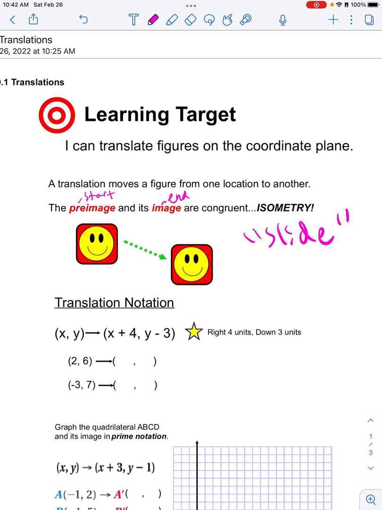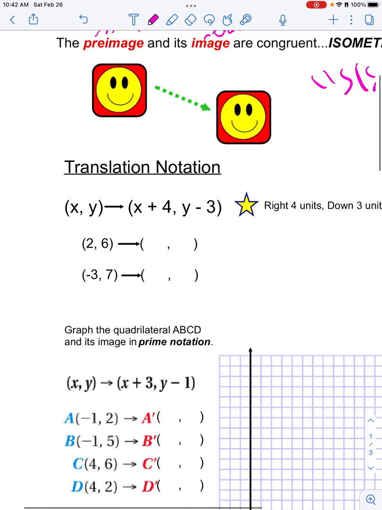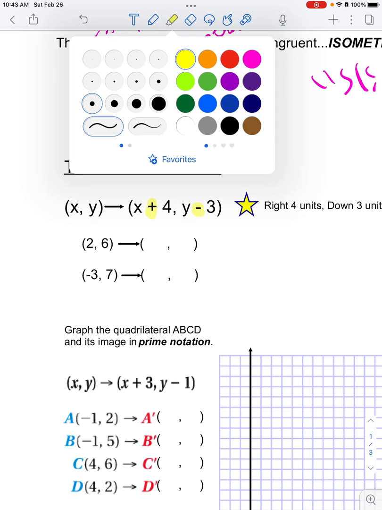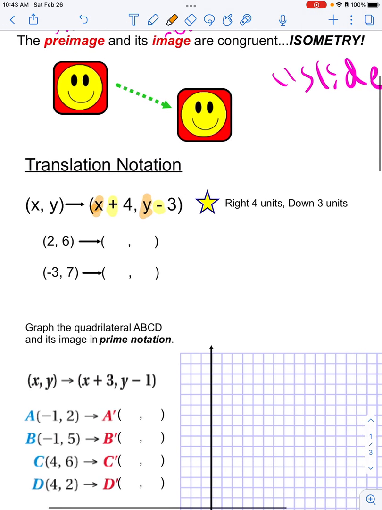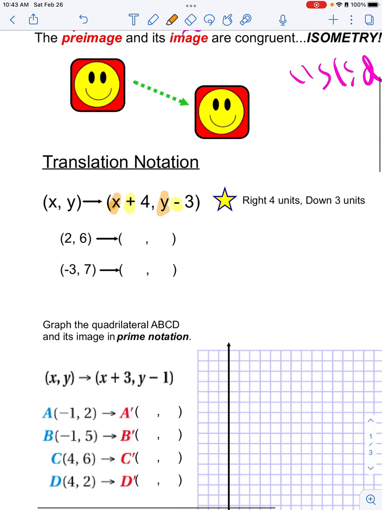How it works is that you can move right or left with your x's. If you add, you move to the right. If you subtract, you move to the left. For your y's, it's similar: if you add, you go up, and if you subtract, you go down. So it's important to know, am I talking about the x's or the y's? In this case, x plus 4 means we move to the right 4, and y minus 3 means we move down 3.